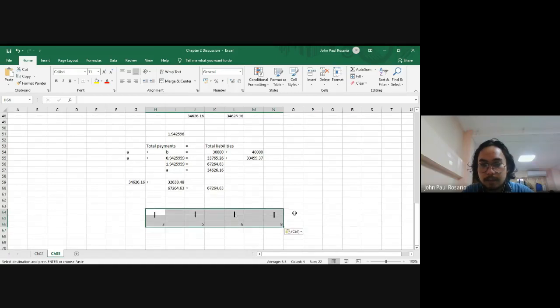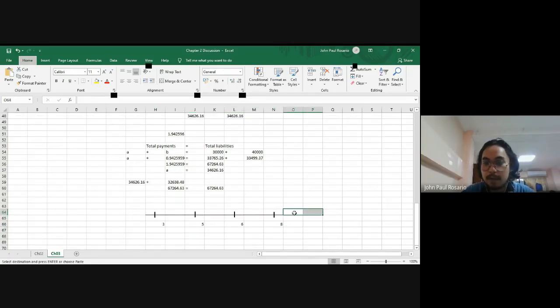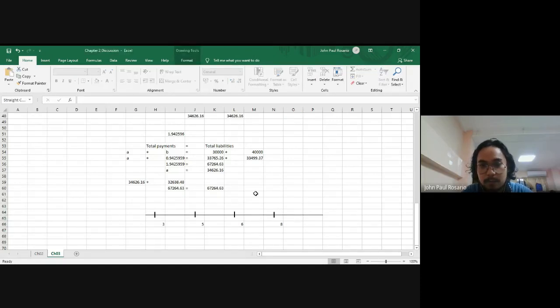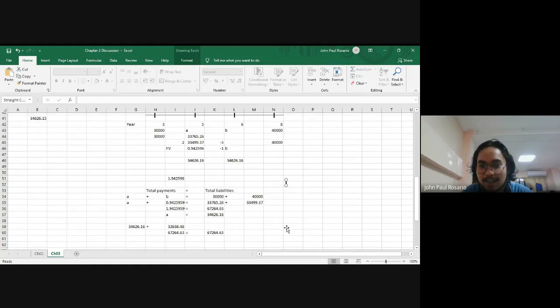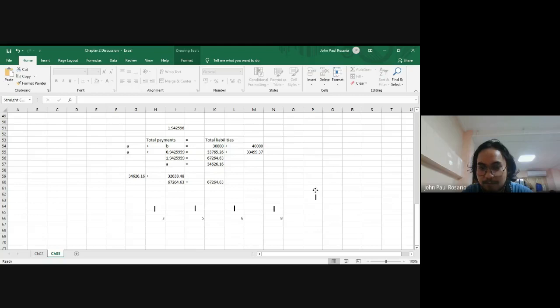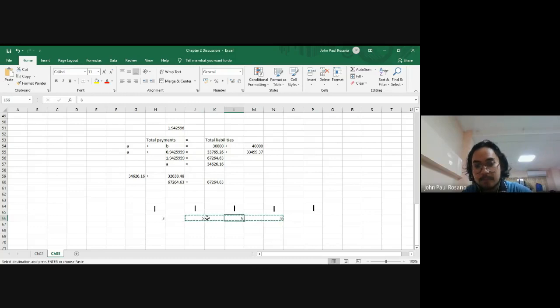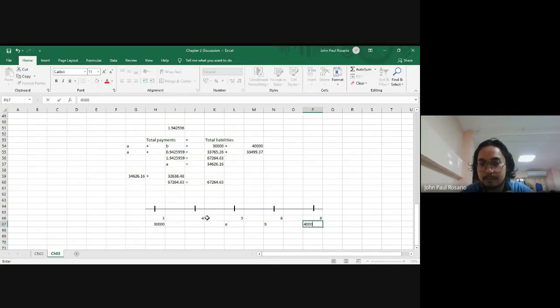So, let's add another one here. I think the result will still be the same, but let's try it to feed your curiosity. So we chose 30,000, this is A, B, and then 40,000.